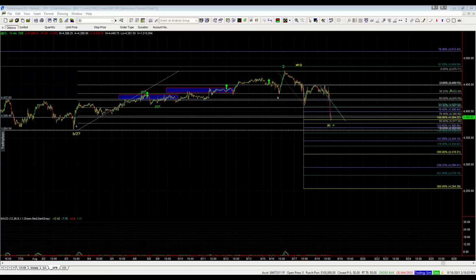Why not count 5 waves up off the March lows as a leading diagonal into the June 2020 highs? Okay, let's look.